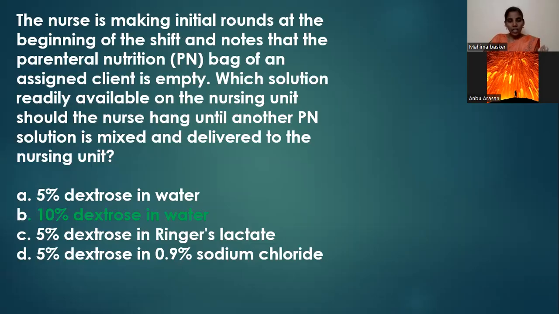So before the next bag, you should not be stopped. You should not be without anything, because the patient may go into a hypoglycemic attack. So what you have to do is give 10% dextrose in water to the patient until the next bag comes. Got the point?